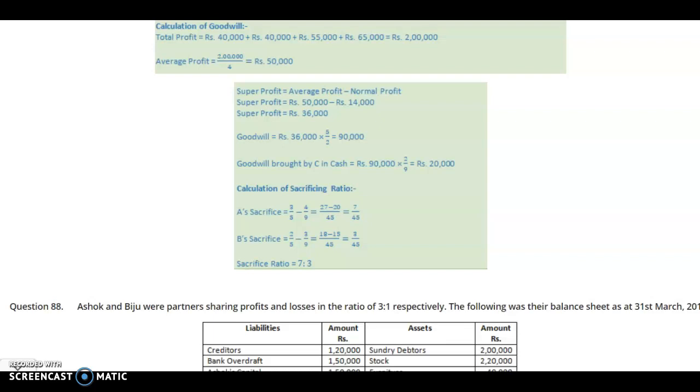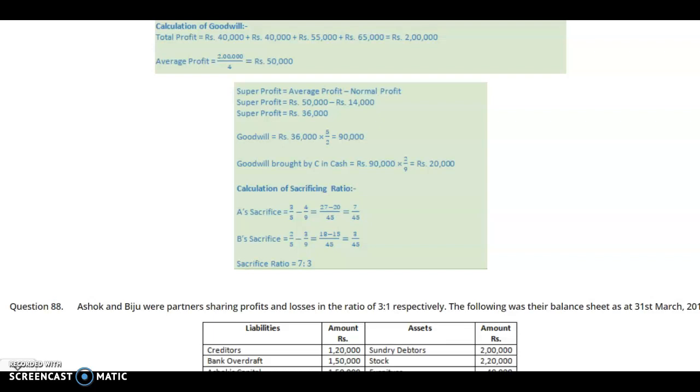Average profit is 50,000, dividing by 4. Super profit we have to find out by deducting the normal profit of 36,000. Then goodwill is to be calculated at 2.5 years' multiplication of the super profit, which amounts to 90,000.